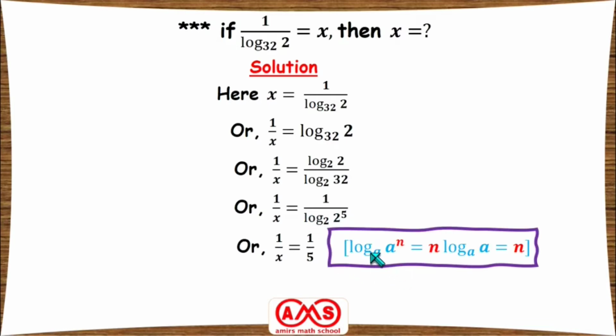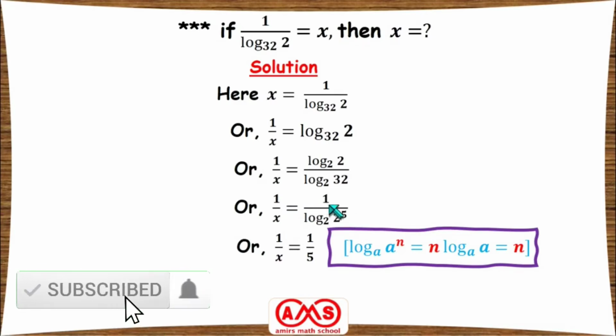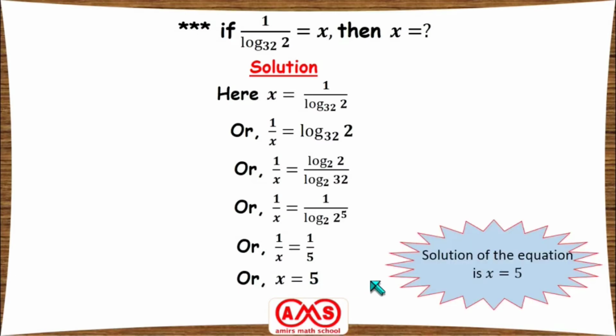How? According to this formula, that is log a base a to the power n equal n times log a base a, and we know log a base a equal to 1. That's why the value of this term is equal to n. So in this case, the value of log 2 base 2 to the power 5 will be just 5. So from here we can write 1 by x equal 1 by 5 or x equal 5. So this is our solution. That is, the solution of this equation is x equal to 5.